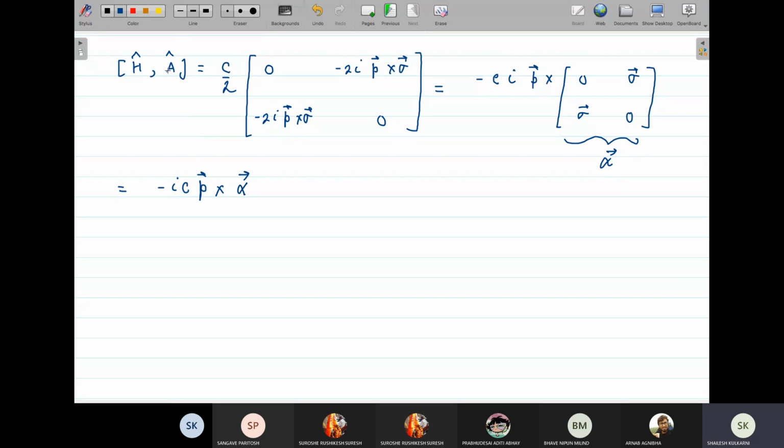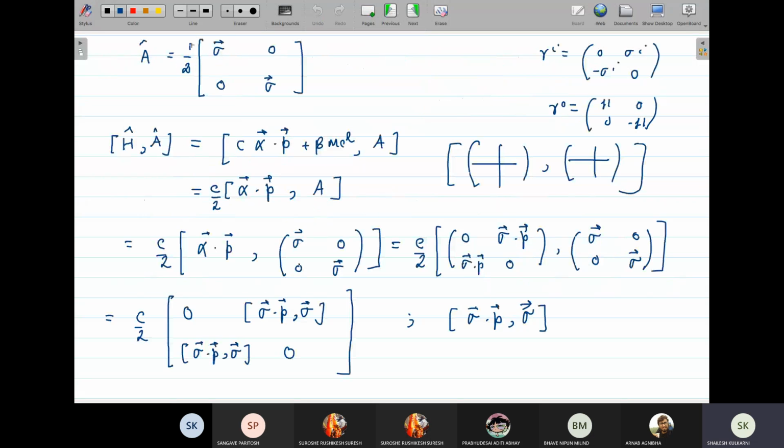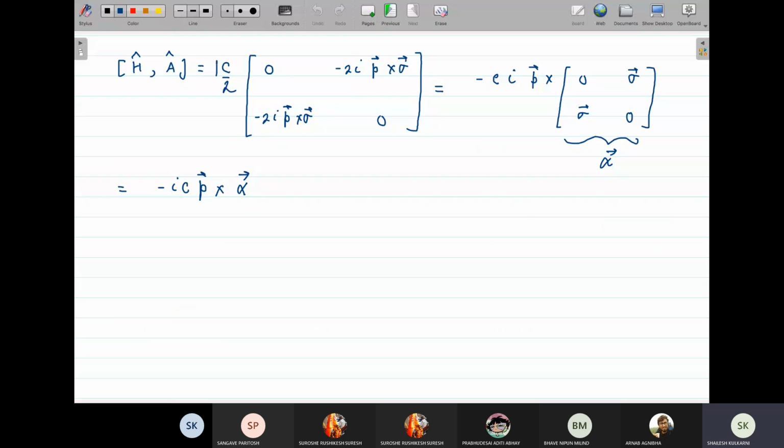Now I will multiply A by h cross here, so there will be h cross everywhere. So H with A is minus i h cross c, p cross alpha.